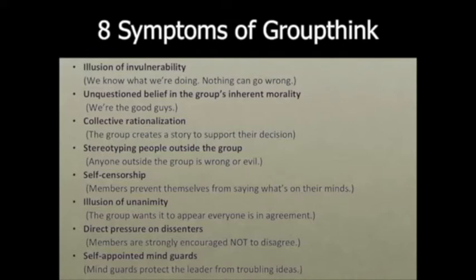Last but not least, number 8, self-appointed mind guards. Mind guards protect the leader from troubling ideas. So there's a filter that really protects the cohesion and the current state of the group. So those are some symptoms of groupthink. If you see some of these, you'll kind of know.